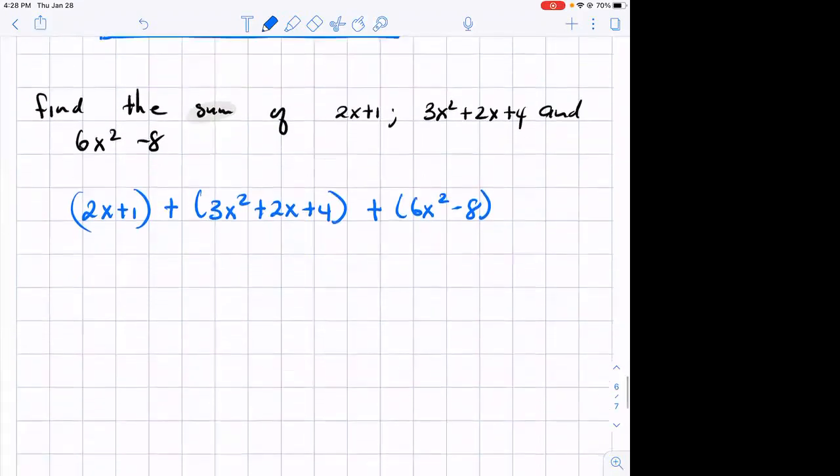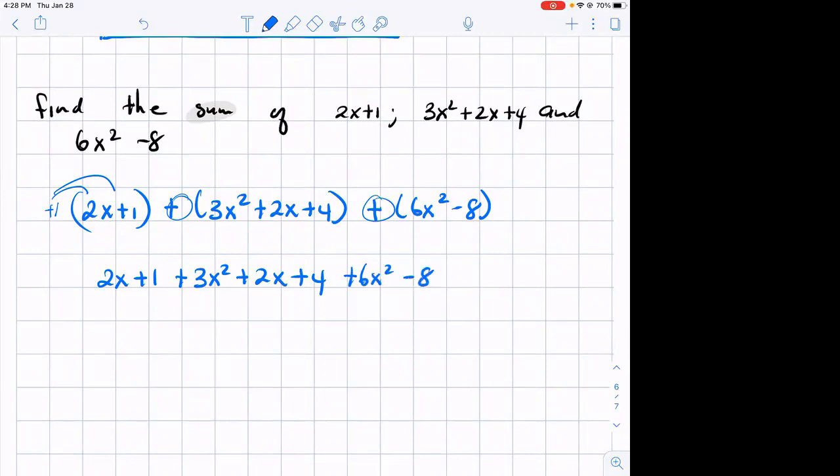And then we look on the outside, which is a plus 1. So as I said, distributing plus 1 doesn't change anything. So that's 2x plus 1. Distributing this plus 1 here doesn't change, so plus 3x squared plus 2x plus 4. And distributing this plus 1, we have plus 6x squared minus 8.